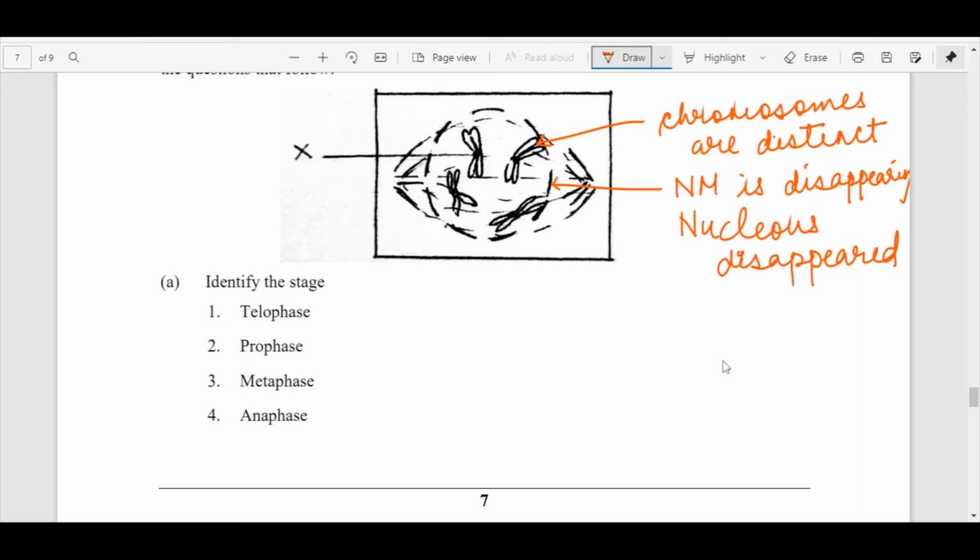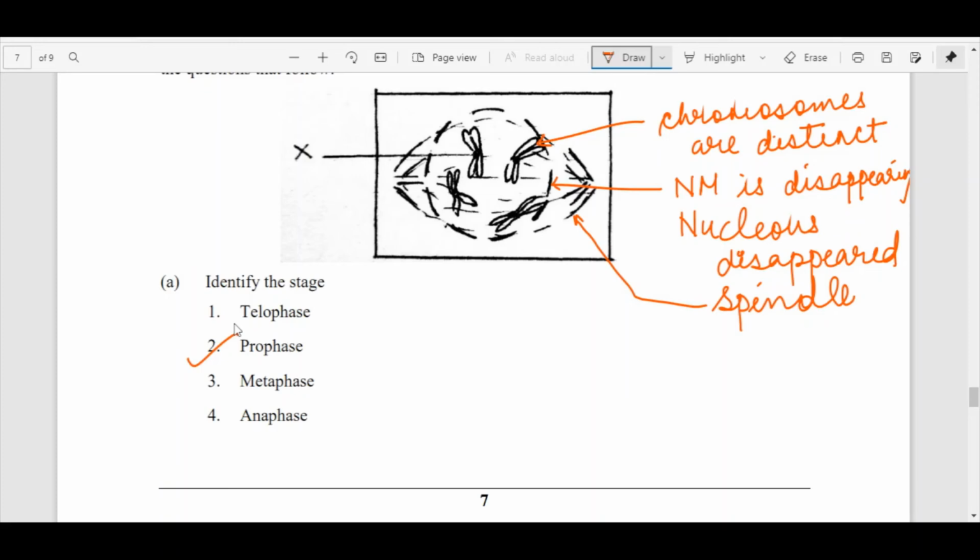Next you can see that there is appearance of the spindle fibers. These fibers that you can see, these are the spindle fibers. So all these features are of which stage? These features are of the prophase stage. And if I say very specifically, although it is not given in the options, late prophase.